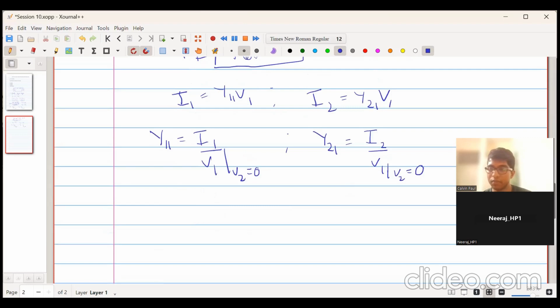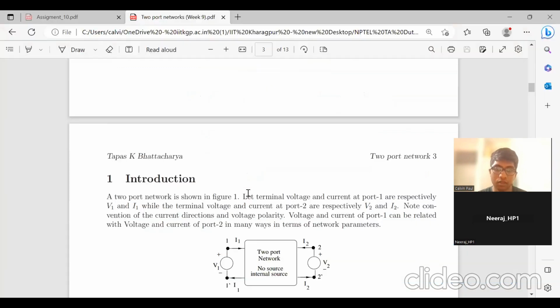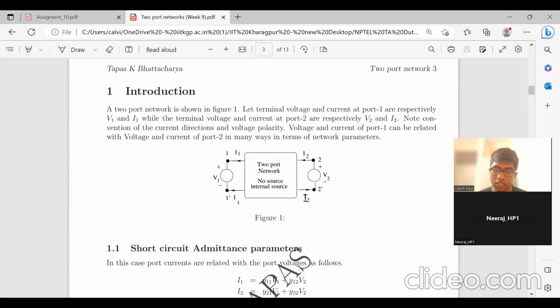Neeraj, HP1, are you able to see the screen and everything, follow everything? Okay. So I've started teaching about two-port networks, how a two-port network looks.